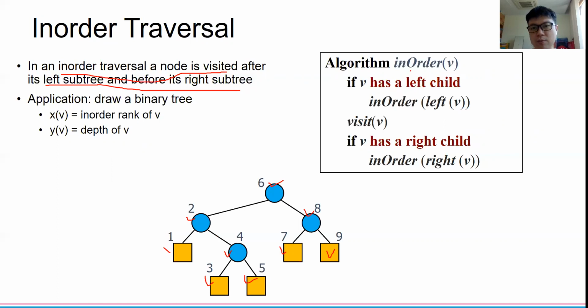So the algorithm is something like this one, inOrder(v). What is inOrder(v)? We have the in-order traversal. We want to visit v.